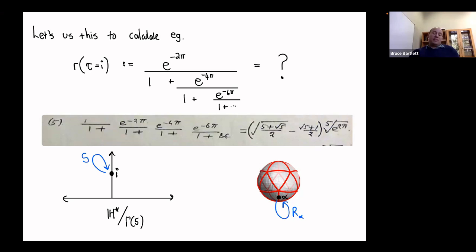Must preserve fixed points. I go ahead and calculate the coordinates of alpha. That's an easy calculation. Stereographically project them, and I'll get this number here. So we've proved this formula as a consequence of there being an equivariant map between these two covering spaces. Very, very elegant.